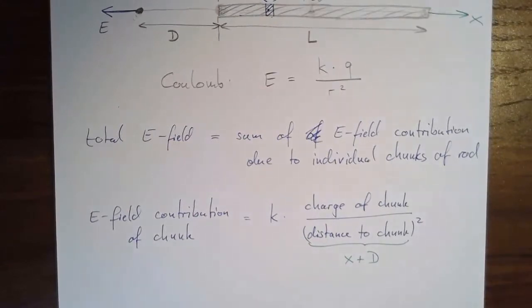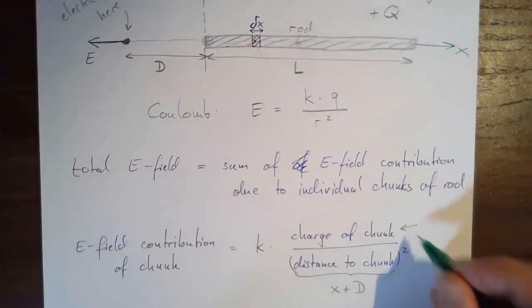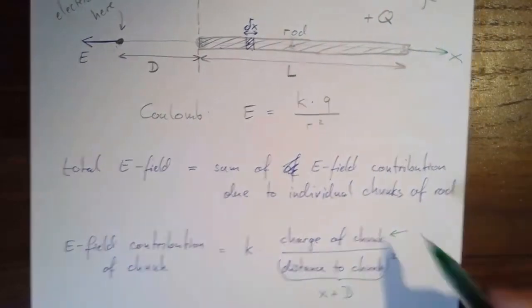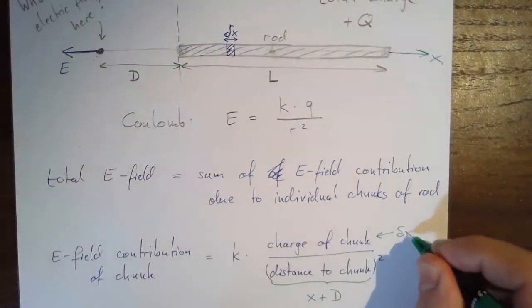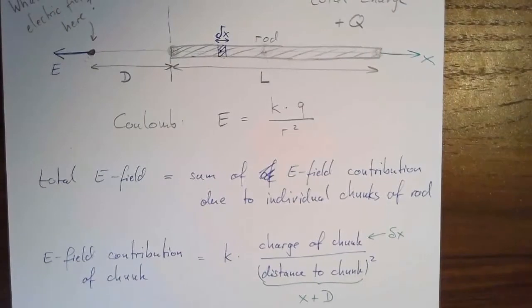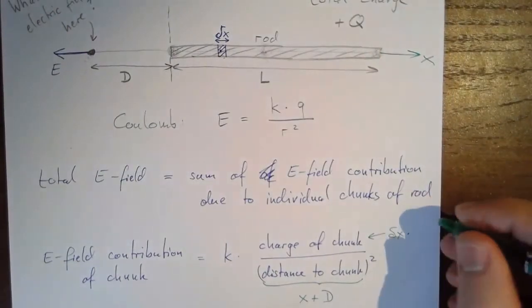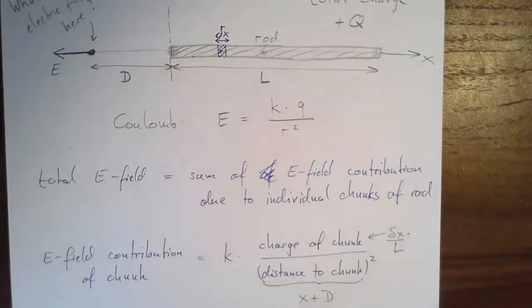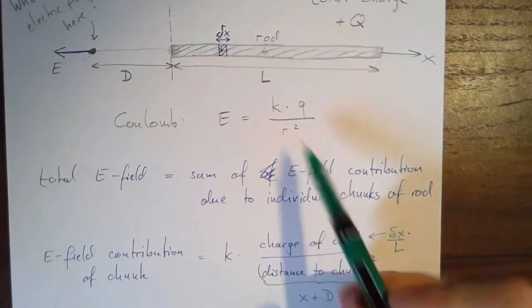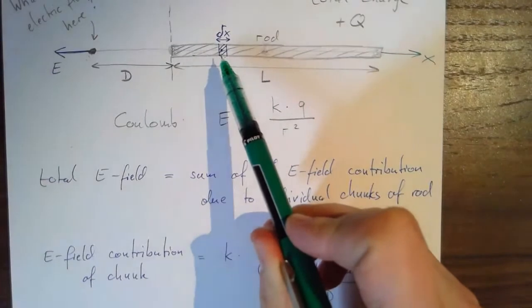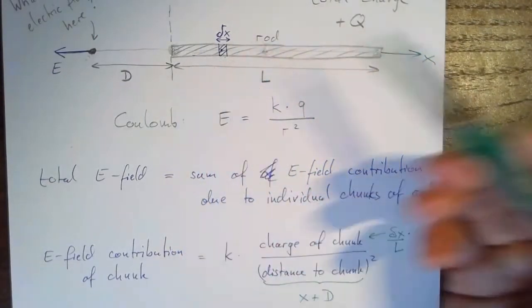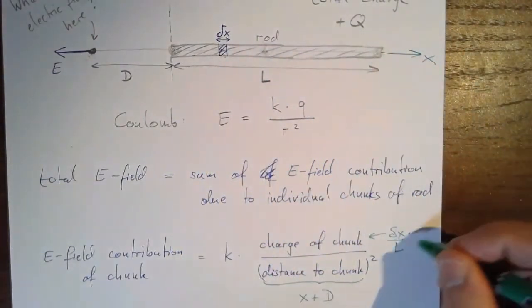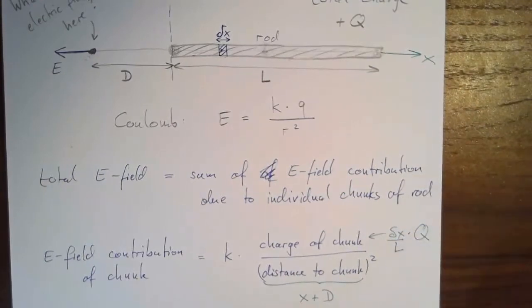So the charge of the chunk is going to be the width of the chunk, the delta x, divided by the length of the whole thing. That is what fraction of the total rod is the chunk. Is it a millionth? Is it a thousandth? Is it a trillionth? Multiply that by the total charge.